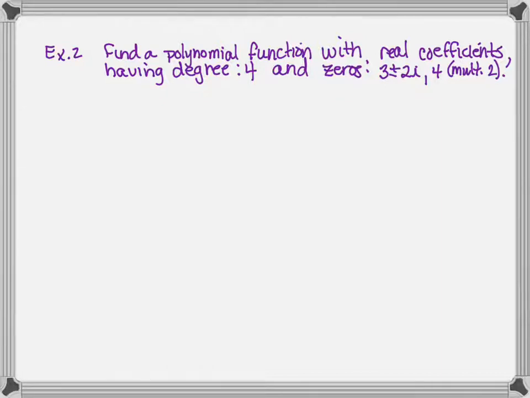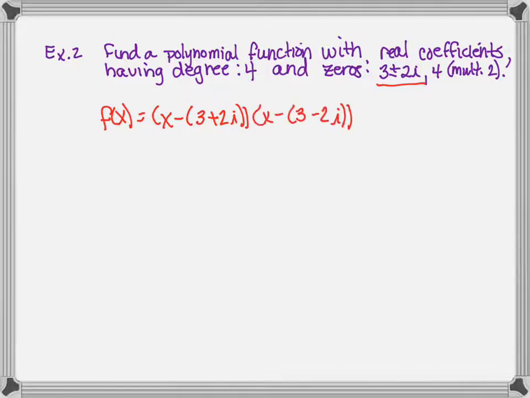So to start writing my function from my zeros, f of x equals, so my first factor is x minus (3 plus 2i), and then x minus (3 minus 2i). And then my last zero is 4, so I can write x minus 4, and because it has multiplicity of 2, I can put the exponent of 2 on it. So this is essentially my function, but I need to simplify this.